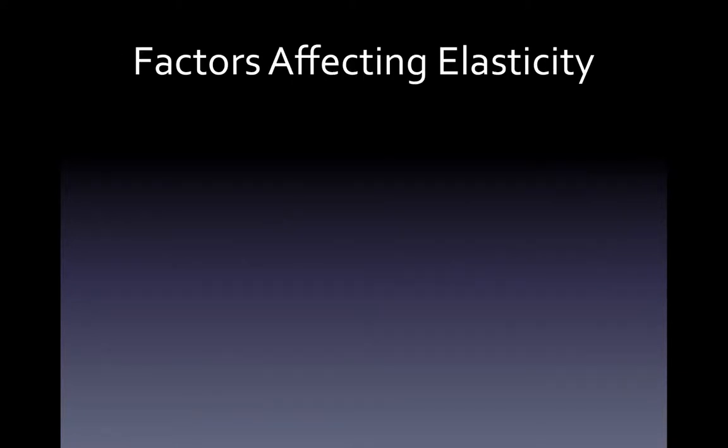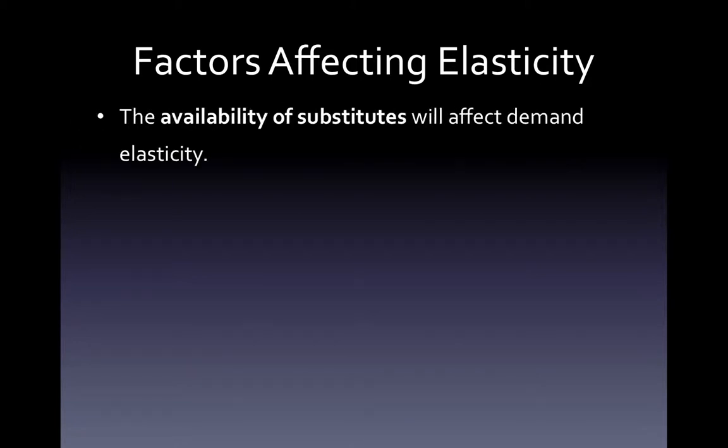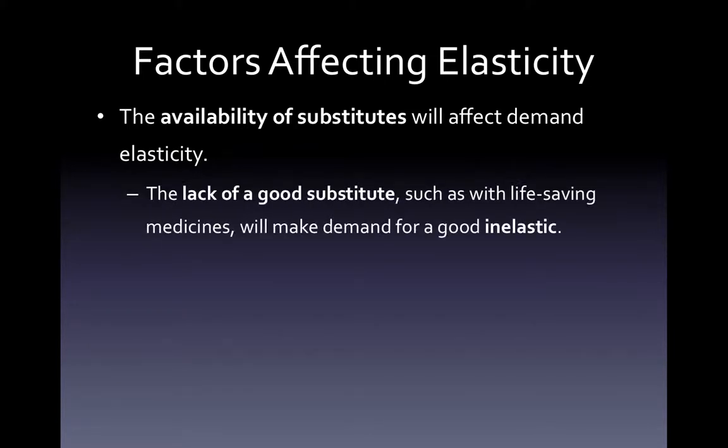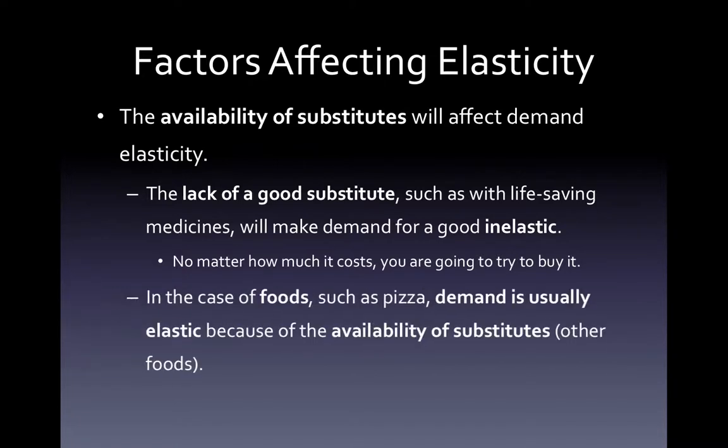So what are the factors affecting elasticity? The availability of substitutes will affect demand elasticity. The lack of good substitutes, such as with life-saving medicines, makes the demand for a good inelastic. No matter how much it costs, you're going to try to buy it. In the case of food, such as pizza, demand is usually elastic because of the availability of substitutes. There are a numerous number of substitute foods.